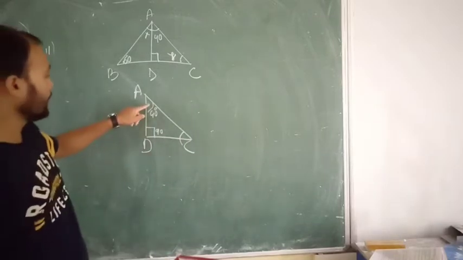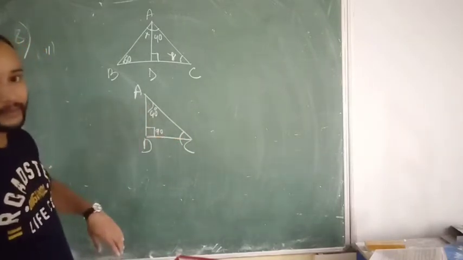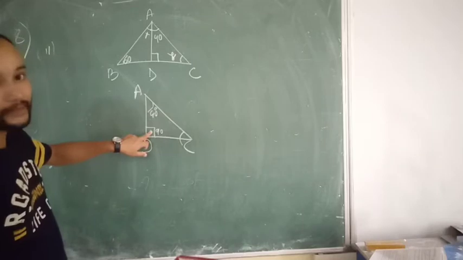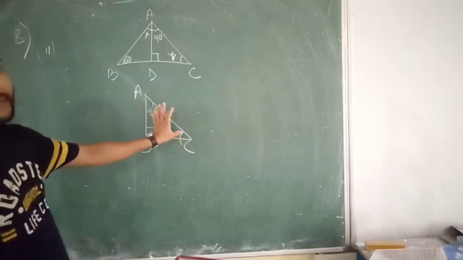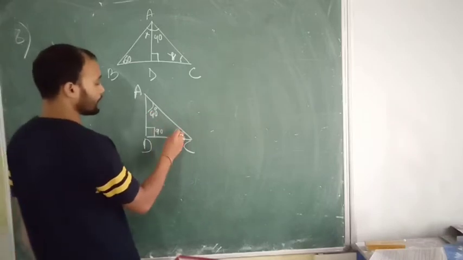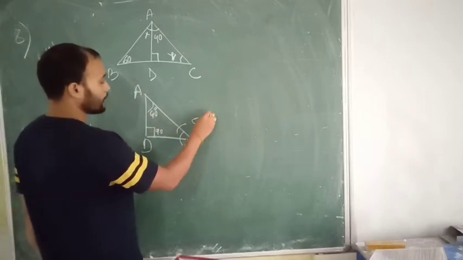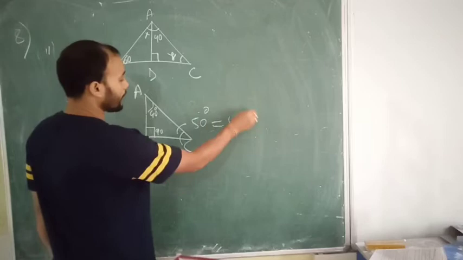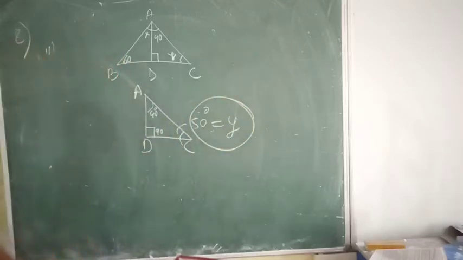We know this angle plus this angle plus this angle is 180 degree. This is already 90 degree. So we need 90 more. Okay, this is 40, so this will be 50 because 40 plus 50 is 90 degree. So angle C will be 50 degree. That is angle C, that is Y angle. Y is 50 degree. Simple.